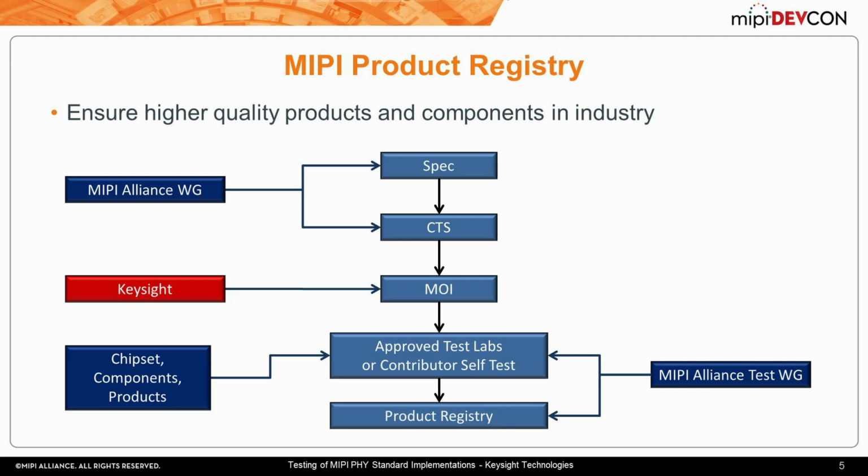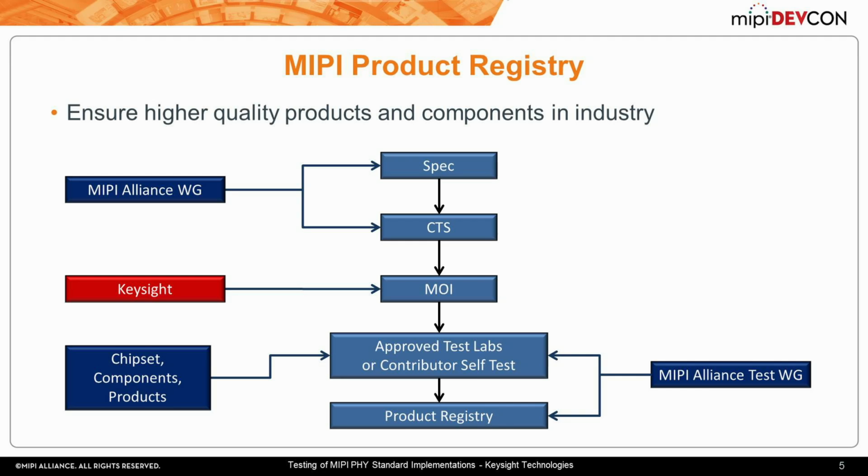And from there, it's possible to say, okay, this is the way you test this device, whether it's M-PHY or D-PHY or C-PHY. You can do that yourself if you have made an investment in the test tools, or oftentimes you might want to have an approved test lab or another organization do that testing for you, if they've been certified as being capable and having all the right tools to go ahead and make those measurements.